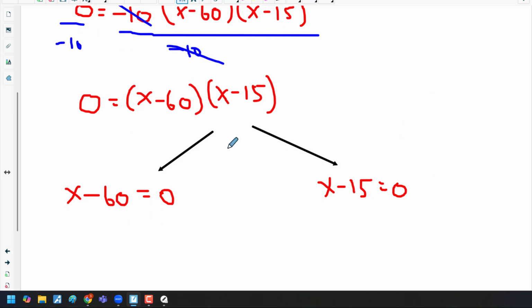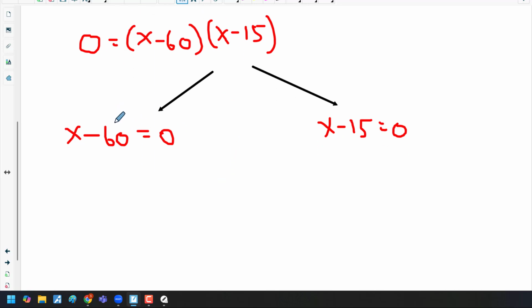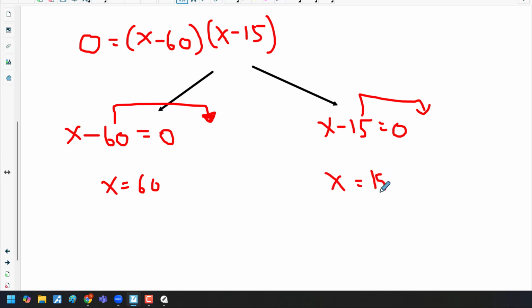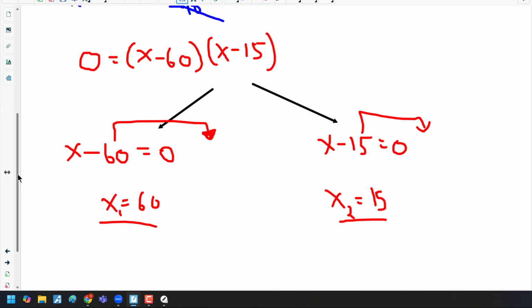Now this is a simple one-step problem. Bring that number over. We have x is equal to 60, or x is equal to 15. Those are your x-intercepts, and there's 2 x-intercepts. It doesn't necessarily have to be 2 x-intercepts, but in this case there are 2 x-intercepts.